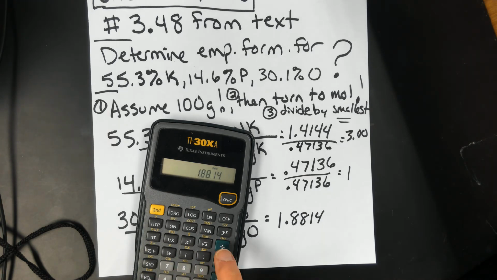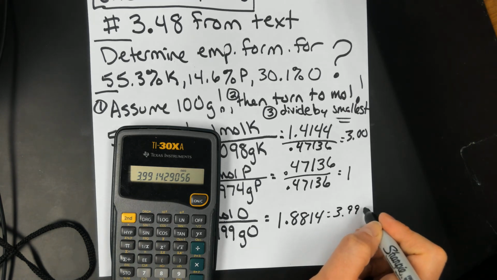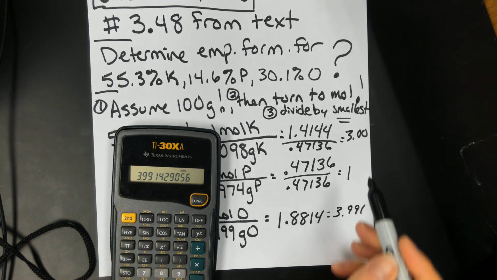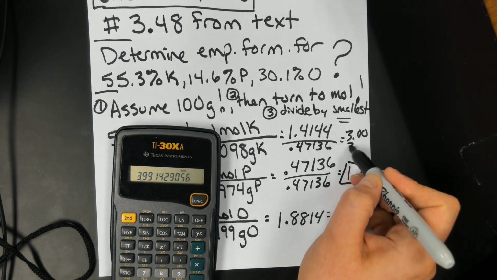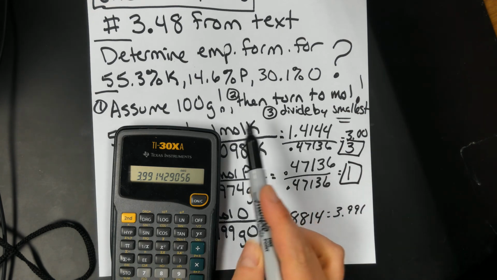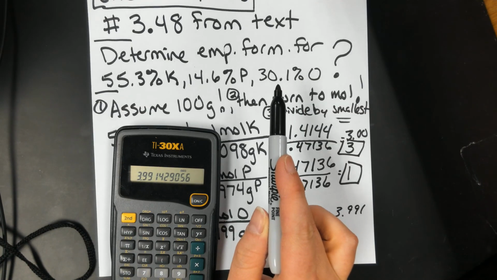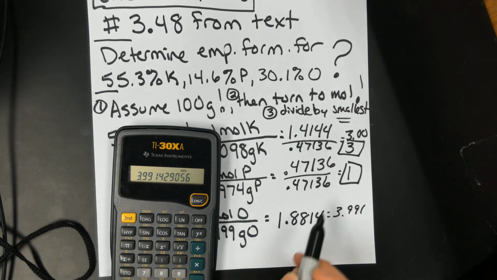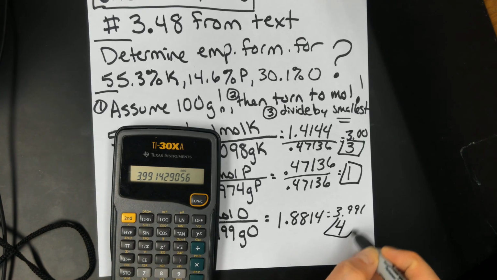Okay. And then we have 1.8814 divided by 0.47136, and I get 3.991, right? So this is definitely 1. I feel very comfortable calling this 3. And this is 3.99. Remember, these are masses that somebody measured, right? And there's only 3 significant figures. So how accurate are they? They're pretty accurate. So the fact that this is 3.99, I feel comfortable calling this a 4.